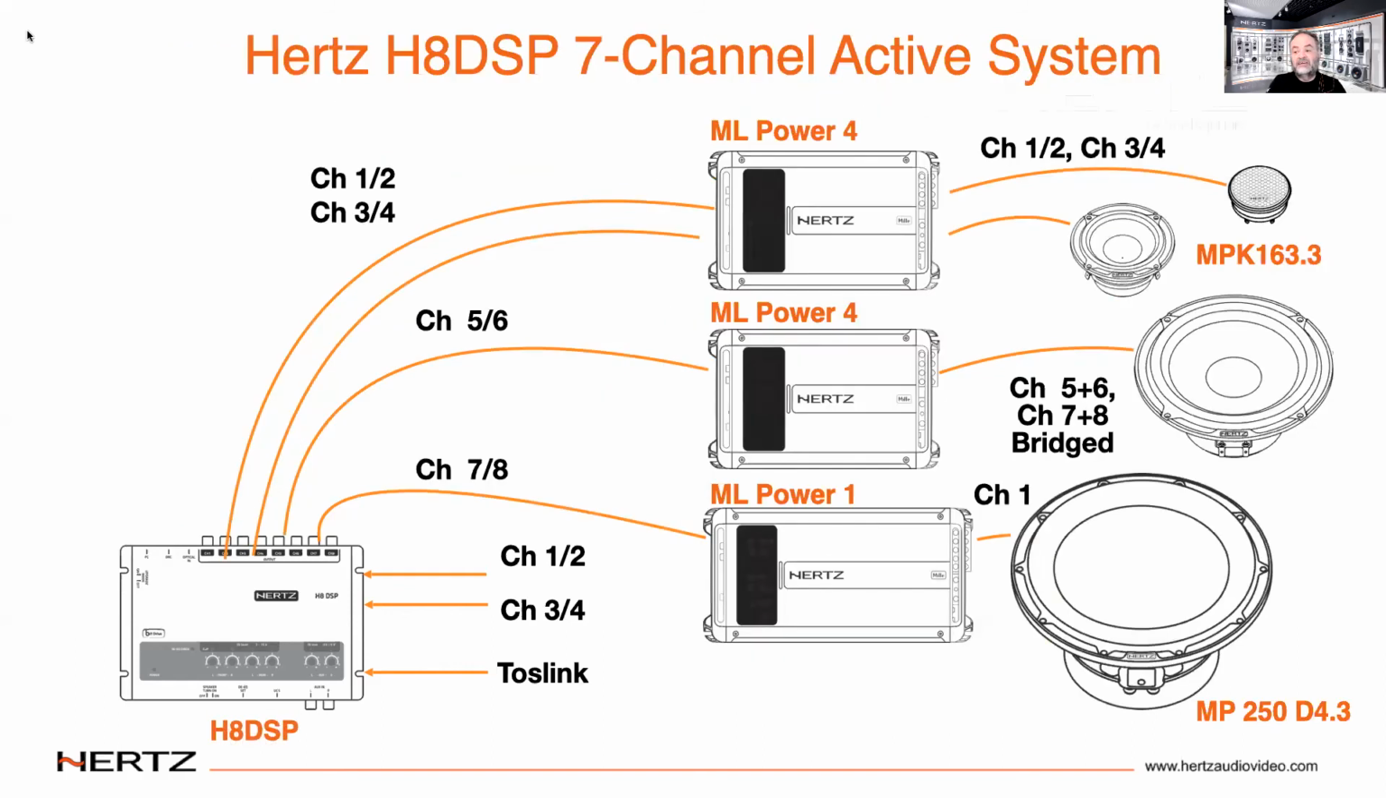Here is a fully active 4-way system with 3 amps. We have a Power 4 powering the mid-ranges on one set of channels and the tweeter on another set of channels. We have another Power 4 bridged to 2 more powerful channels on the 6.5-inch mid-bass. And then we have 1 subwoofer on the Miele Power 1. Could you use 2 subwoofers here if needed? Yeah, you could. I just ran out of room on my system diagram, but you can absolutely use 2 subwoofers.